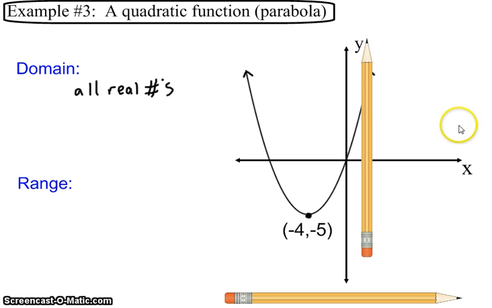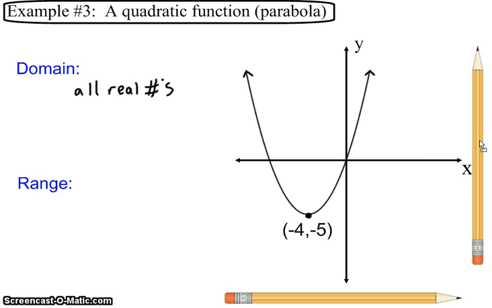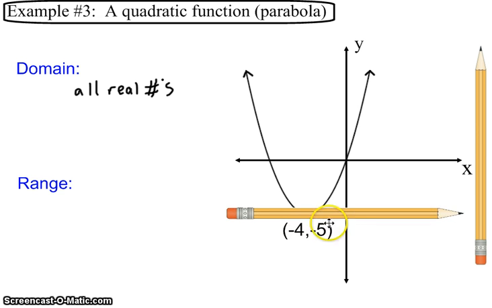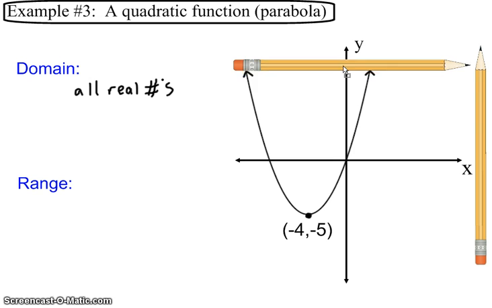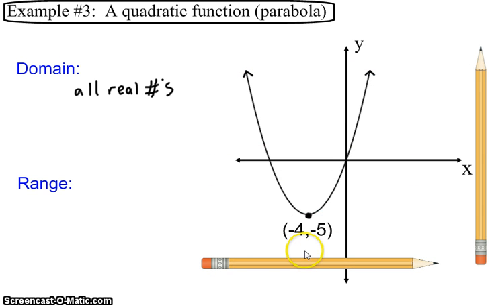Now the range is from the minimum value, y, to the maximum. Well, we know how to do that already. The minimum value is going to hit at a y value of -5, and the maximum value, since it points up, is going to be infinity. So the range is going to be from -5 to infinity.